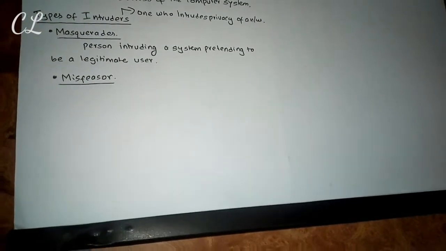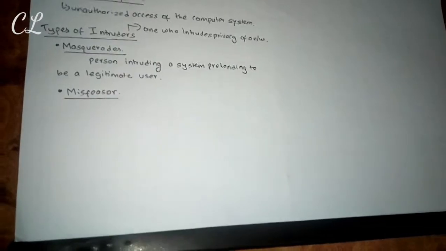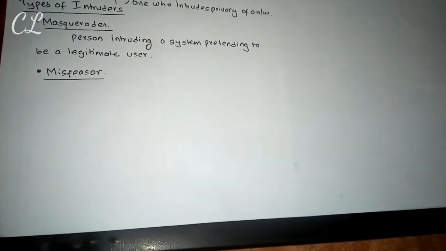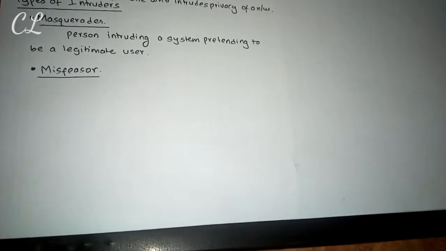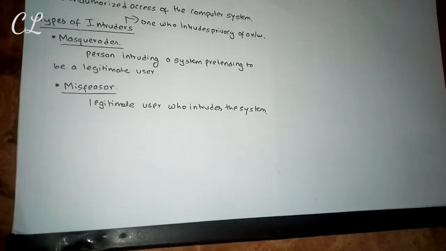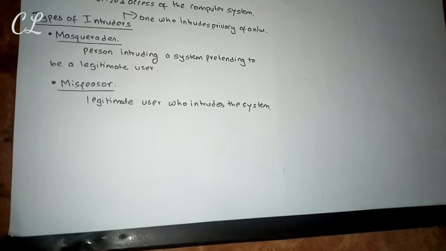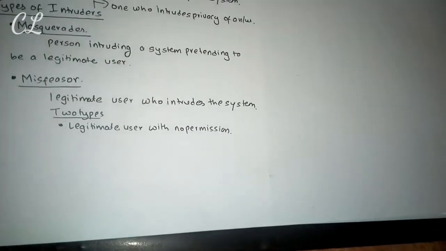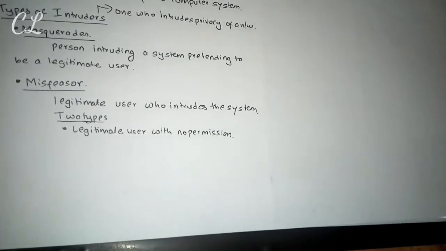Misfeasor is the second type of intruder we are going to discuss on this topic. The literal meaning of misfeasor is one who performs a lawful action in an illegal manner. Misfeasors are legitimate users who intrude the system. There are two types of misfeasor. One is a legitimate user with no permission.